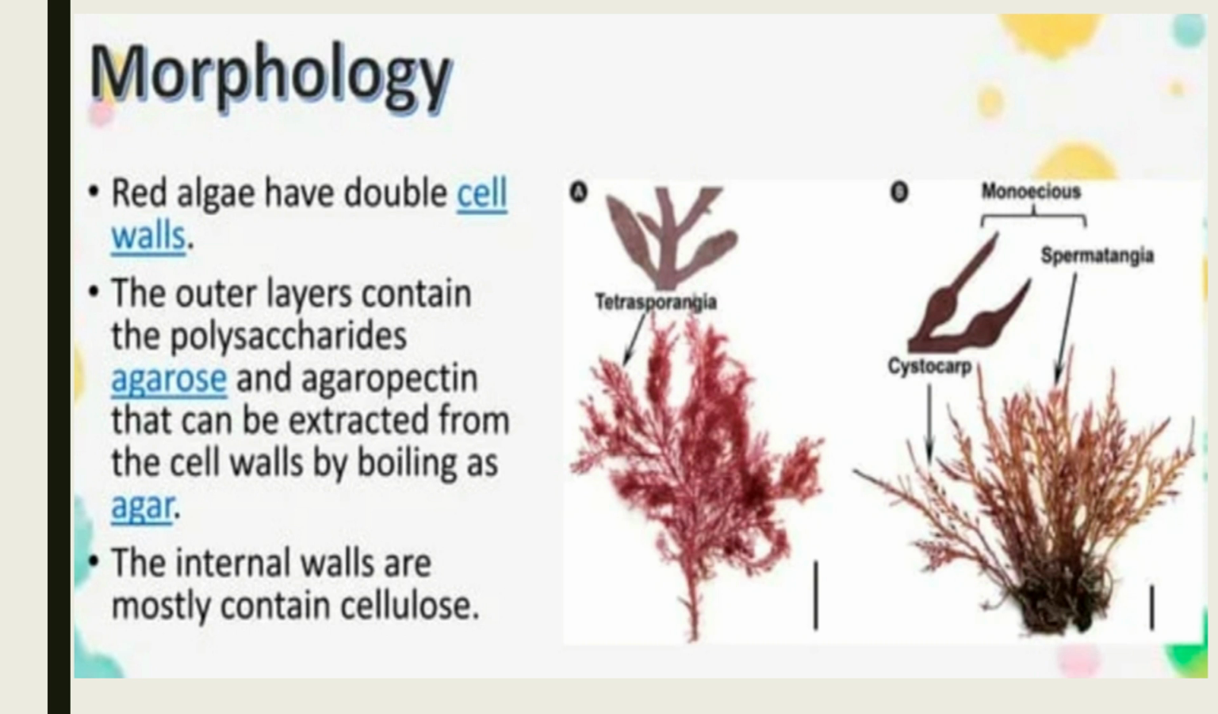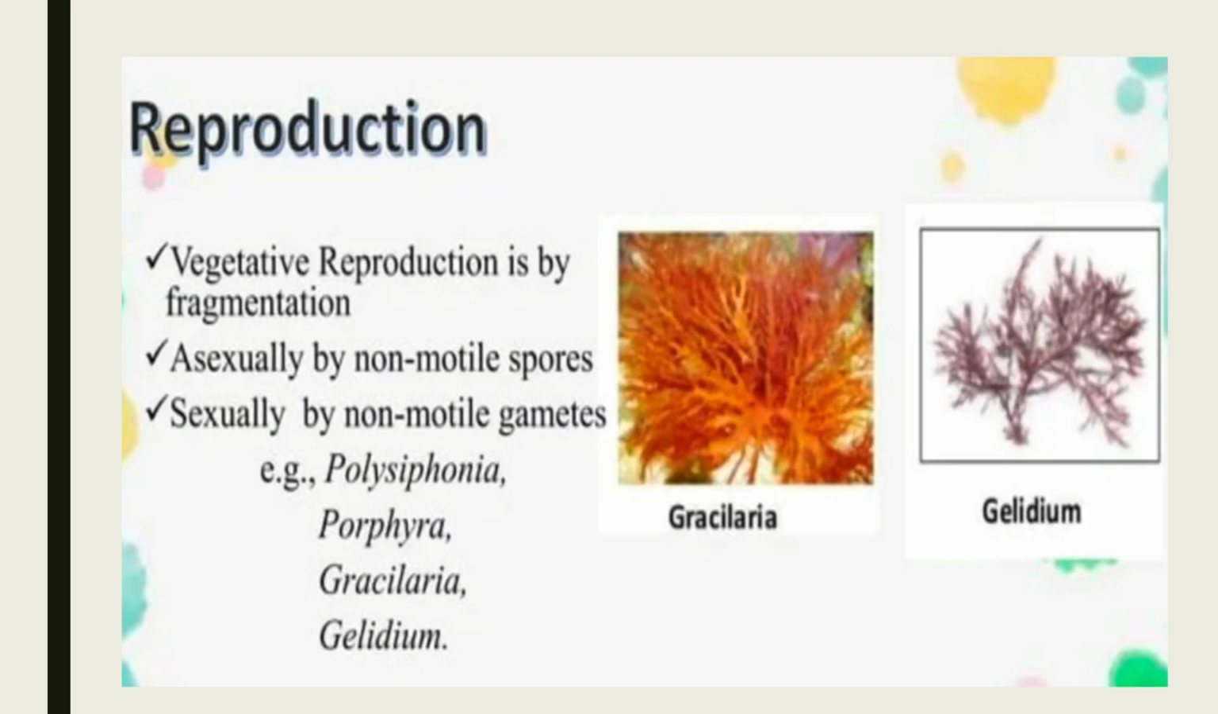The morphology is branched and looks like a plant, and they have a double cell wall. The outer layer contains polysaccharides including agarose, from which agar is extracted, and the inner cell wall mostly contains cellulose. Coming to reproduction, there are three major types: vegetative reproduction through fragmentation, asexual reproduction by non-motile spores, and sexual reproduction by non-motile gametes.